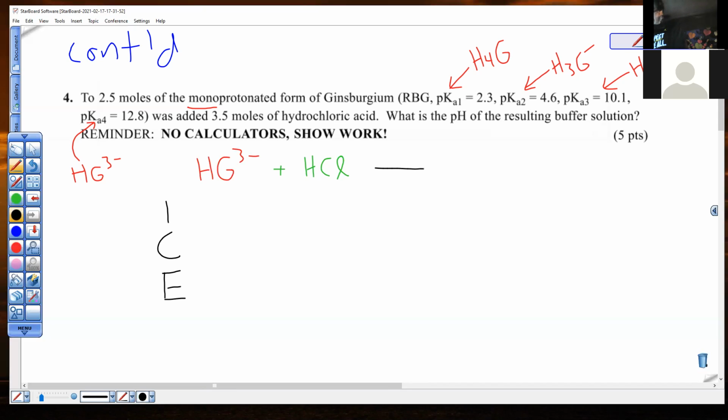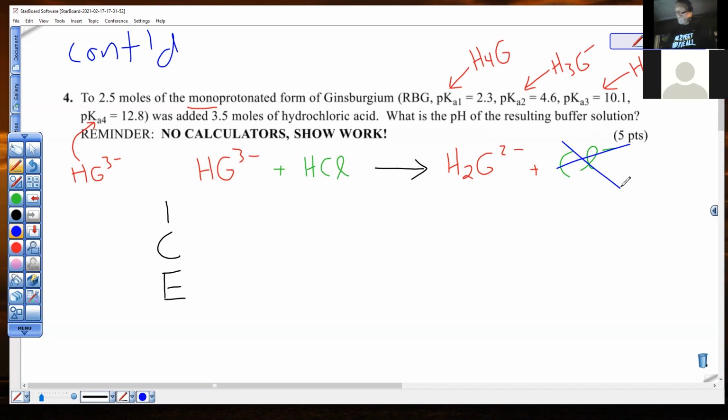So what is HCl going to do? Give a proton to HG3 negative or take a proton off? It's called hydrochloric acid for a reason, because it gives up protons. So you're going to make H2G2 negative, and this, I don't even need to see Cl minus. It's now a spectator. So yeah, who cares? You see on all the old exams, who cares after that?